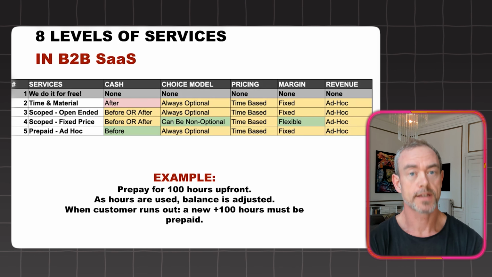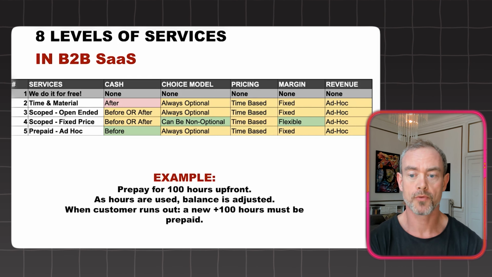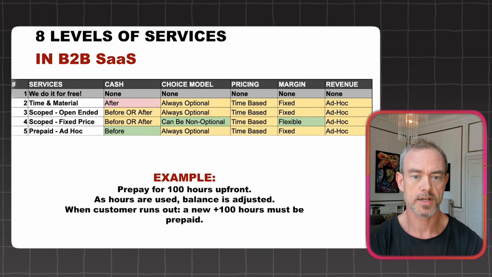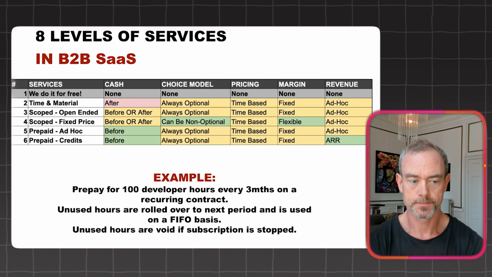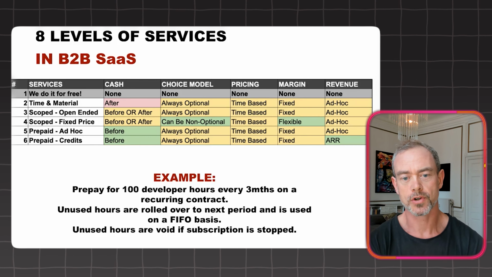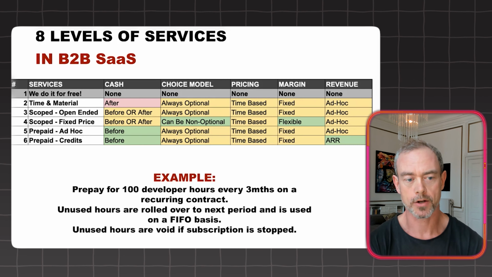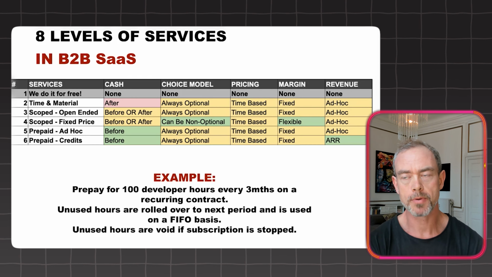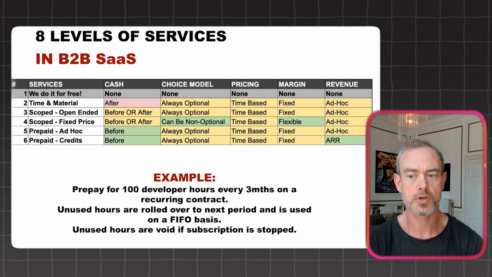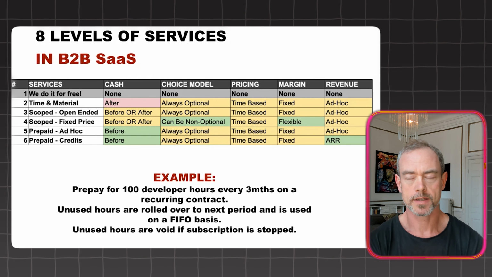It has the cash flow advantages of always being upfront, but still a choice model. Pricing, margin, and revenue are essentially as time and material. Credits is, let's say, an advanced version of prepaid ad hoc, because that's actually prepaid on a subscription. And this is the first model we have where services turn into ARR. And it works like this.